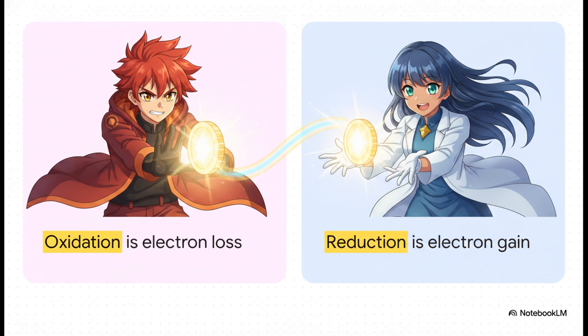Think of electrons as, well, the currency of chemistry, right? In this microscopic economy, oxidation is spending and reduction is earning. And since an electron can't just vanish into thin air, these two are always coupled. If one thing loses an electron, something else is definitely gaining it.